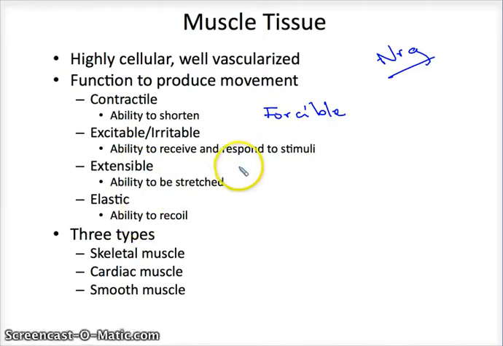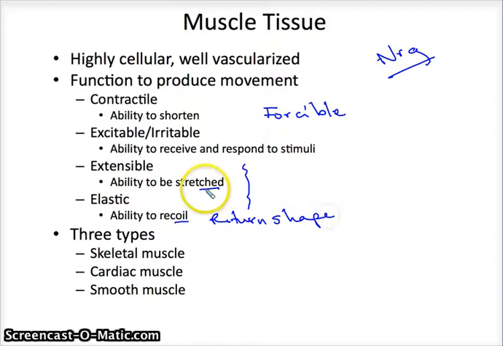Extensibility, elasticity, we tend to associate these as a single property, and they're not. Notice that extensibility is that ability to stretch that we associate with a rubber band. The elasticity actually is the recoil, okay, that return to shape. So it can be distorted, stretched, but then it returns back to its original shape.